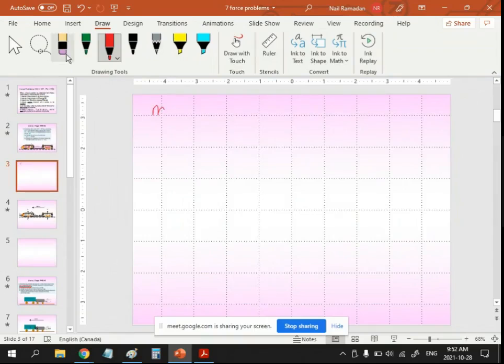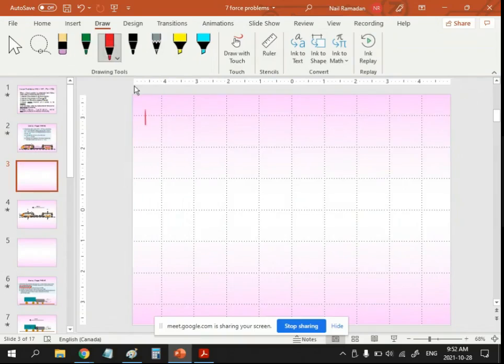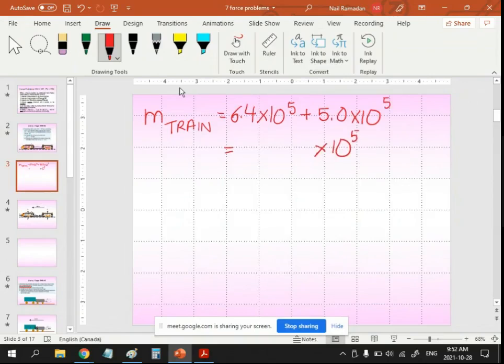M. We are doing part A. So M train equals, what's the mass of the front car? Come on, the mass of the front car. 6.4 times 10 to the 5 plus 5.0 times 10 to the 5. How much is that? Well, I know at least it could be 10 to the 5 because it's like a common factor. 6.4 plus 5 is 11.4. 11.4 times 10 to the 5 kilograms.